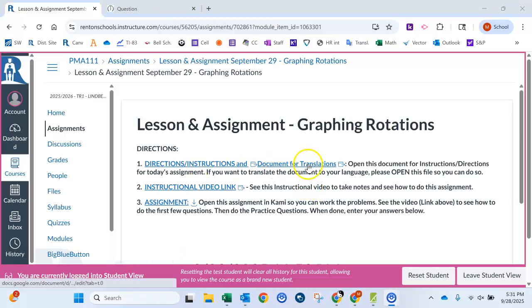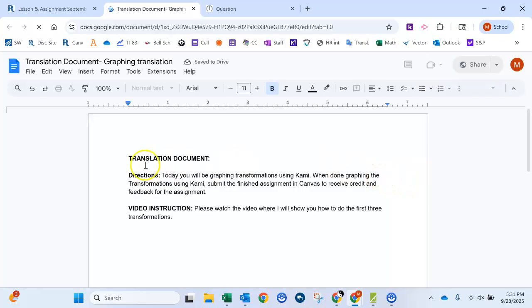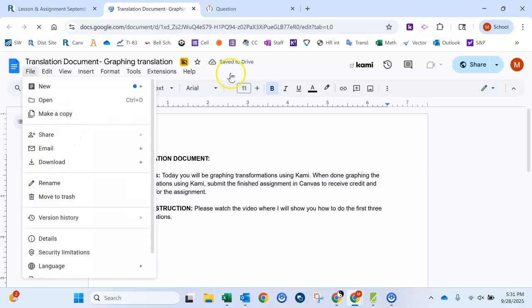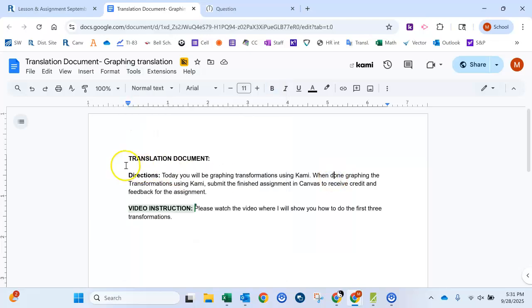Okay, this document here has the directions on what we're doing today, and also you can translate it. Remember, file, make a copy, and then when you make a copy, come back over here to get translate, okay? But I'm going to leave it in English.